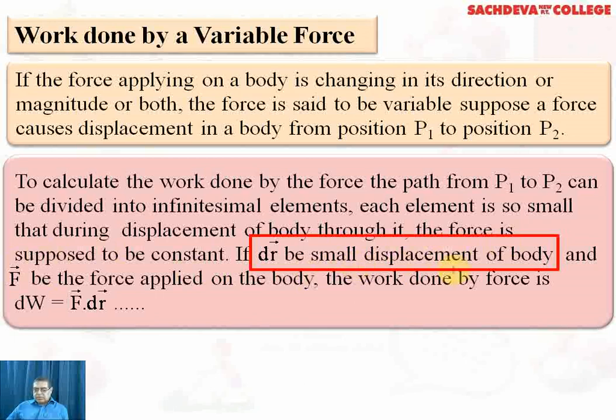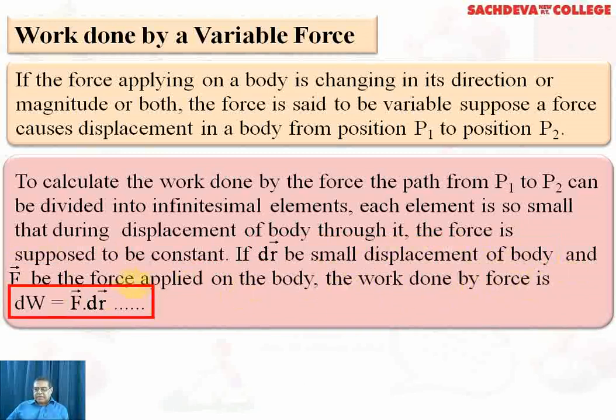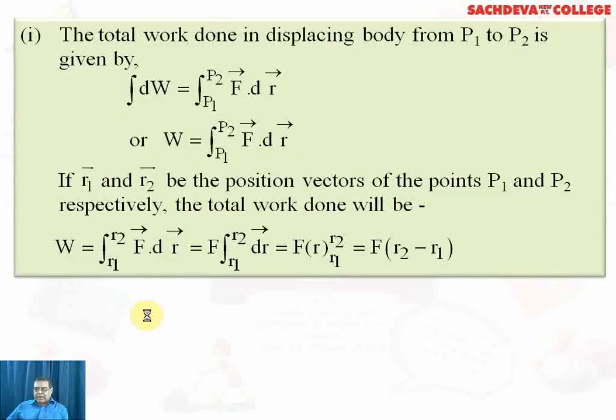If dr is the small displacement of the body and F is the force applied to the body, the work done by the force is the dot product of F and dr. So dW is equal to F·dr. Now, in order to find the total work done in displacing the body from P1 to P2, we have to integrate dW. The limits of integration are from P1 to P2, that is lower to higher, and the product is F·dr. So, with respect to dr, F will be constant.